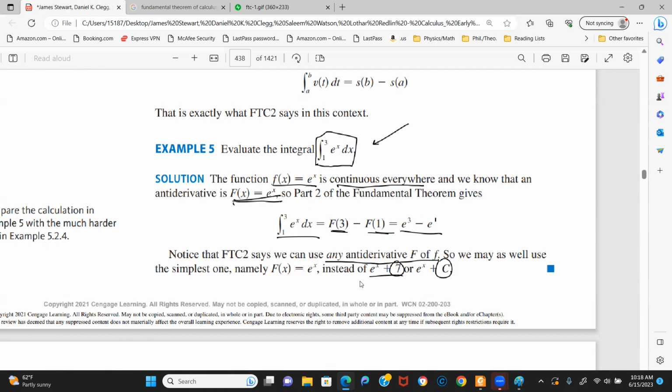So one line. We already know these facts, so this part of the proof is unnecessary. We know that this is continuous everywhere, and we know its antiderivative. The derivative of e to the x is e to the x, so it is its own antiderivative. And so there's the one line. So huge simplification once you know the second fundamental theorem of calculus, the second part.